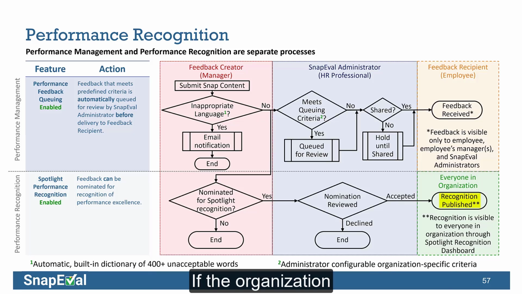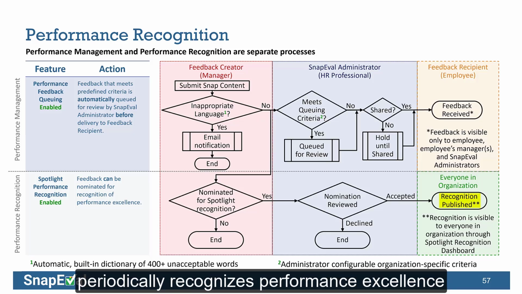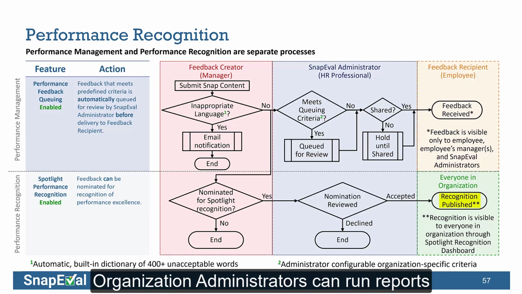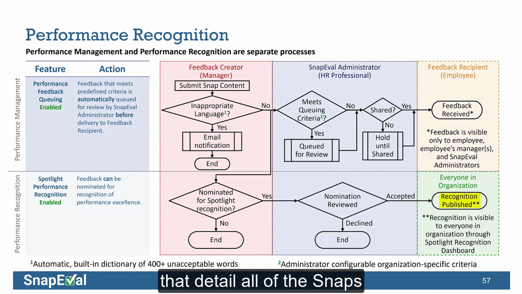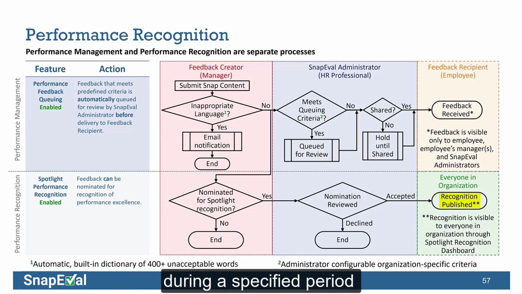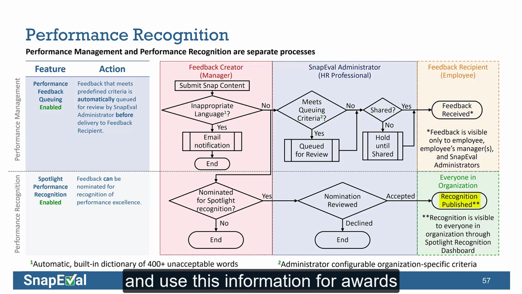If the organization periodically recognizes performance excellence in company-wide meetings, organization administrators can run reports that detail all of the snaps that have been recognized for Spotlight Performance Excellence during a specified period, and use this information for awards or other internal recognition activities.